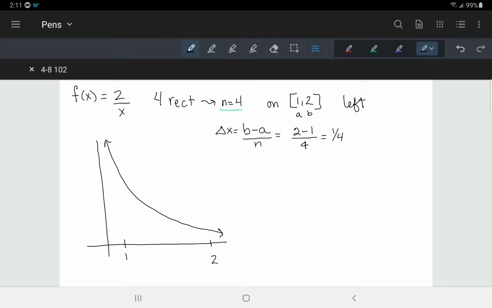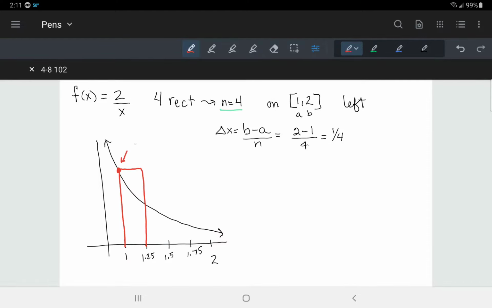So that means we need to subdivide our interval from 1 to 2 into 4 different rectangles. So this will be 1.25, this will be 1.5, and this will be 1.75. So using the left-hand endpoints, we can determine the height of each rectangle. This is the left-hand endpoint here, and then it will come over and down.